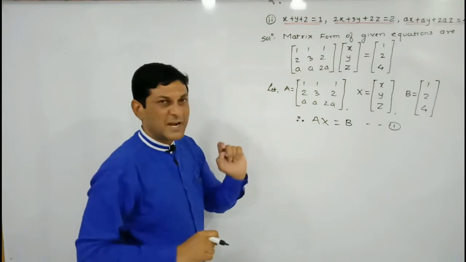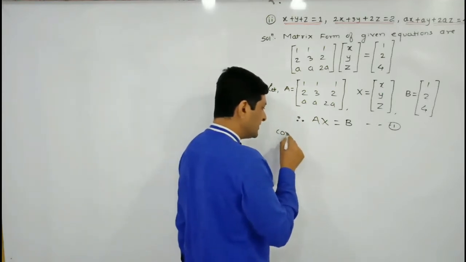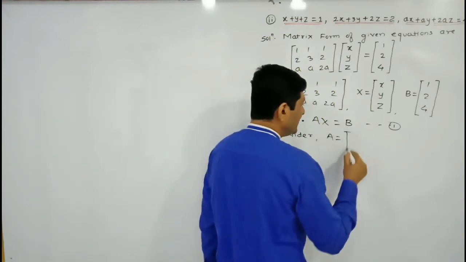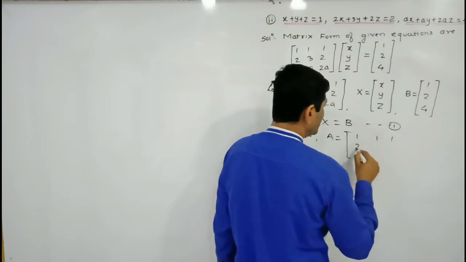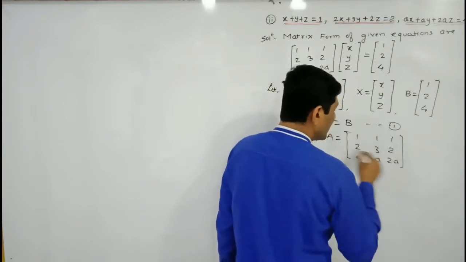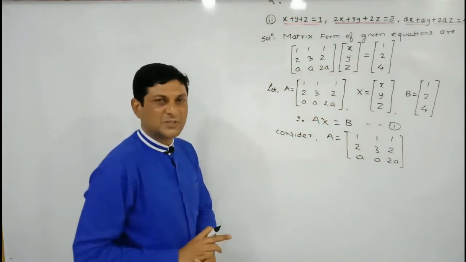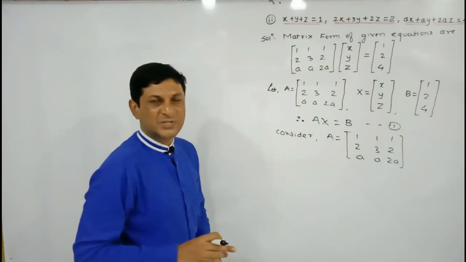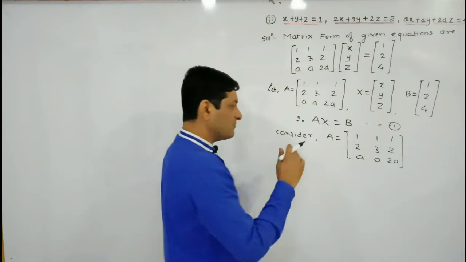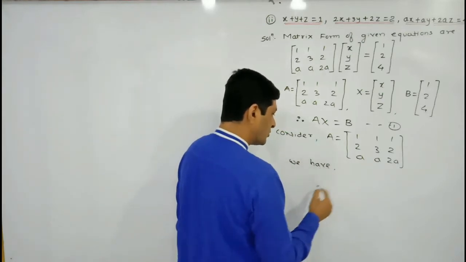Now consider the matrix A. Our aim is to find the inverse of this matrix. So consider matrix A, where its elements are 1, 1, 1, 2, 3, 2, a, 2a. Now we have to find its inverse. You know that to find the inverse we can apply any one of these 3 methods: row transformation, column transformation, or the adjoint method. So I am finding the inverse of this matrix by applying row transformation.